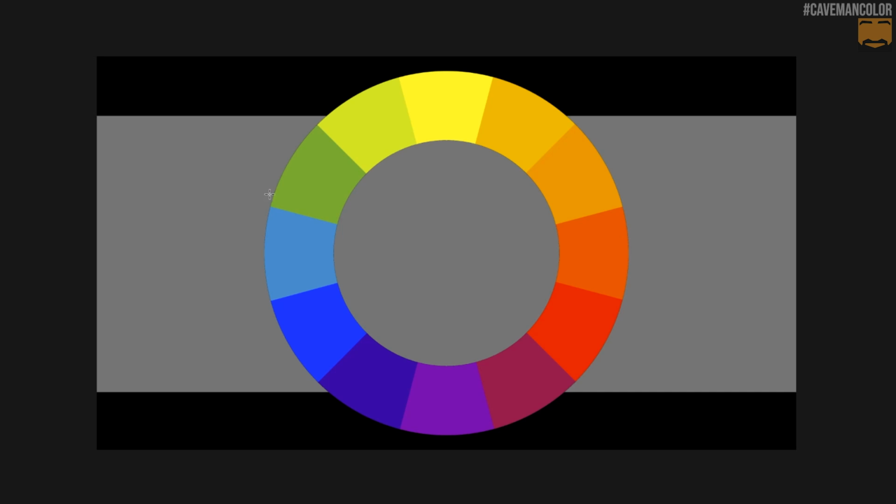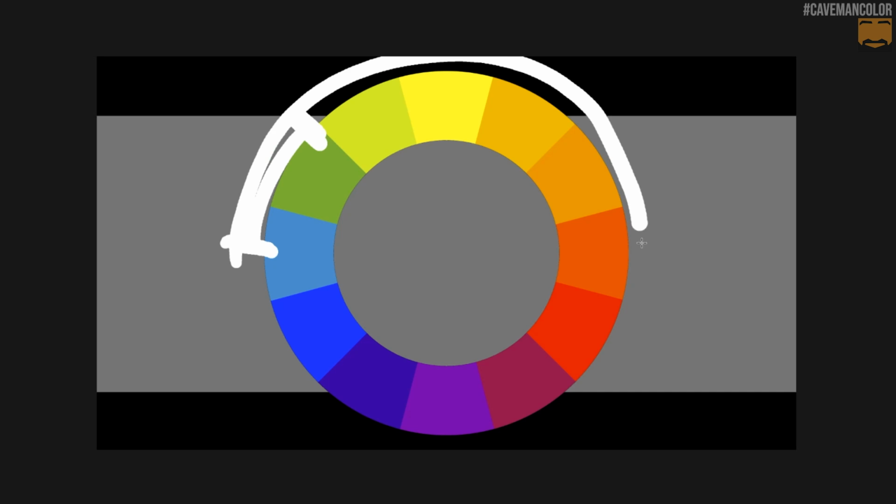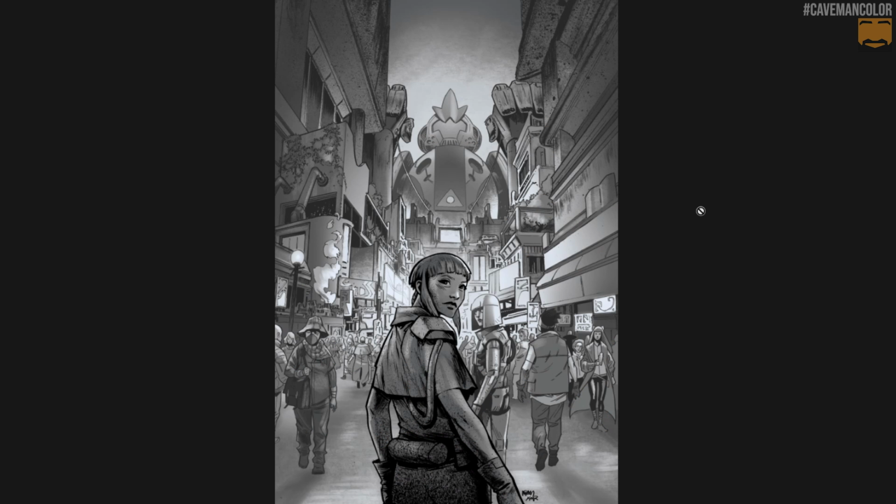Think about it like a speedometer. From one color to the next, the more distance you have, the more contrast you're going to have. You can't get more contrast than two complementary hues, all other things being equal. How do we apply that to this cover? This is a version of it just isolating the hues alone.